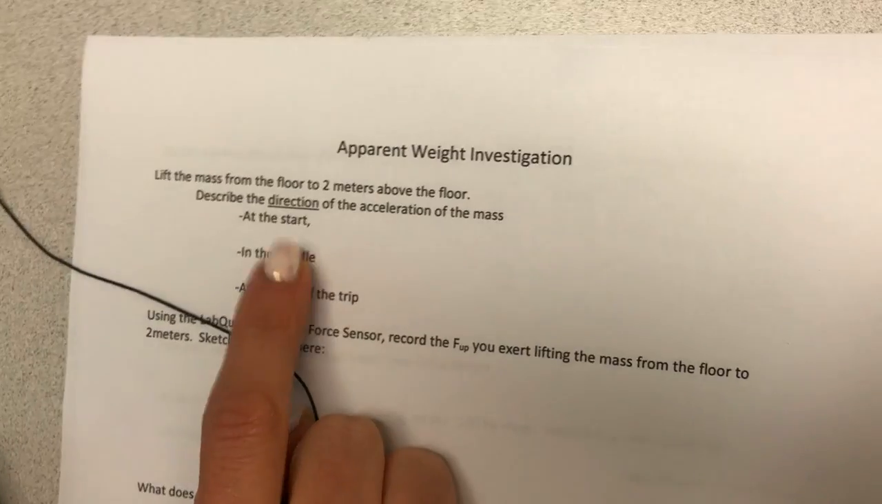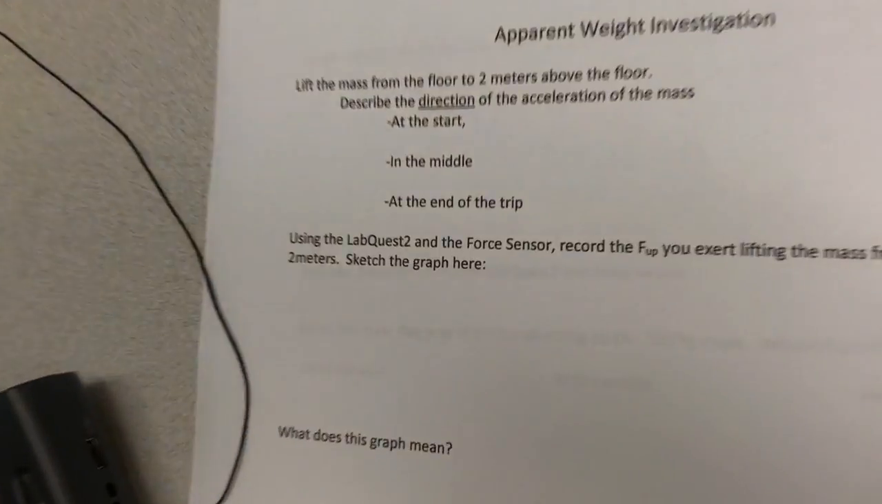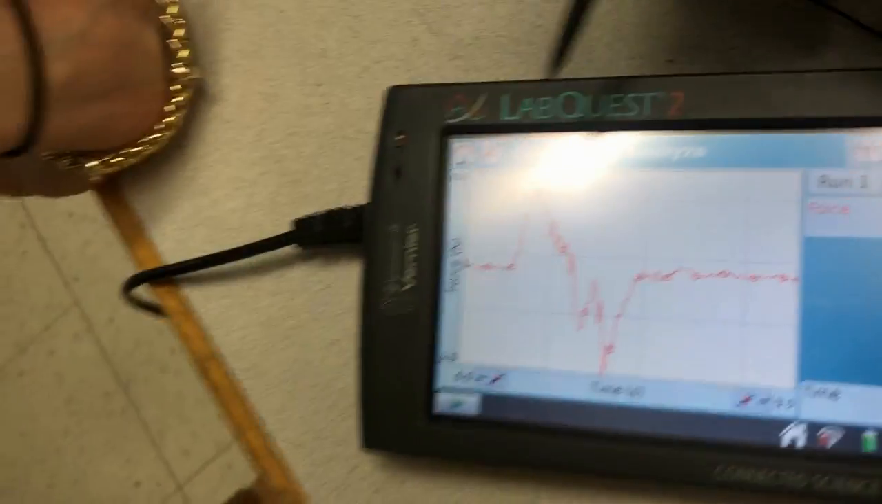And then this is our graph that we got. Oh wait, do we want to? Oh yeah. Okay. And we'll do this part first. Describe the direction of the acceleration. Now, using the LabQuest 2, that's this, and the force sensor, which was this, record the force up, or the normal force, you exert lifting the mass from the floor 2 meters. Okay. So sketch the graph.